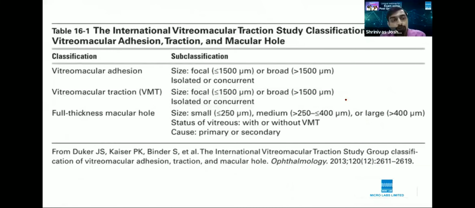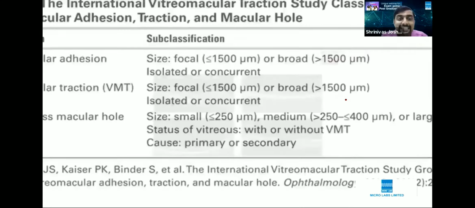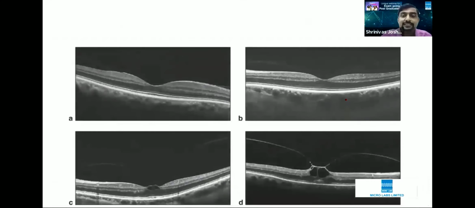And most importantly, you need to know the recent advances also. This is the International Vitreomacular Classification Study, where they have classified it into VMA, VMT, and full thickness macular hole. VMA is called focal if it is less than 1500 microns, and broad if it is more than 1500 microns. So this is vitreomacular adhesion.